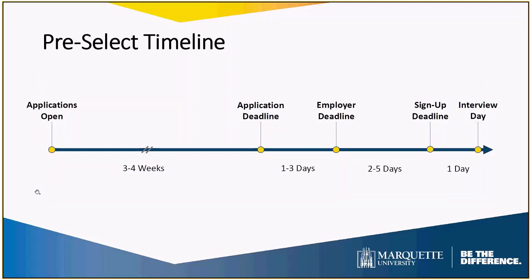Now, before I pull up Handshake and kind of walk through the process of scheduling interviews, I want to talk about the typical timeline if you are going to use that pre-select format. To start, every pre-select interview is associated with at least one job posting. That's important because students don't actually apply for the interview itself, right? So they apply to one of the associated jobs, and then if you select their application as someone you like to interview, then they're invited to choose their time slot.